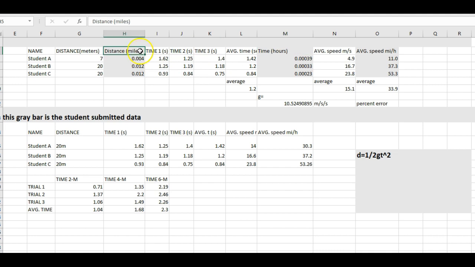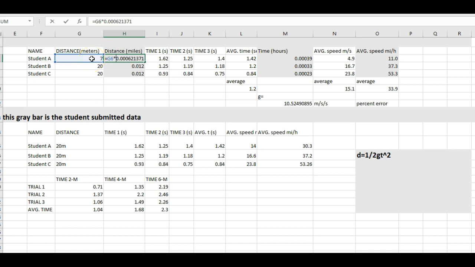And I actually asked Google, convert meters to miles. And I got this equation right here, or this constant right here, all right? So how am I going to convert this to miles? I'm going to say equals.